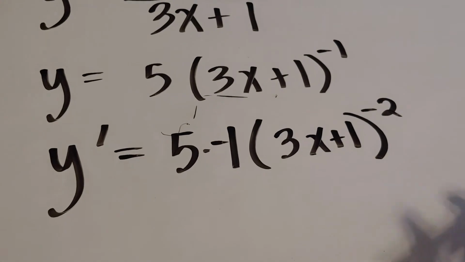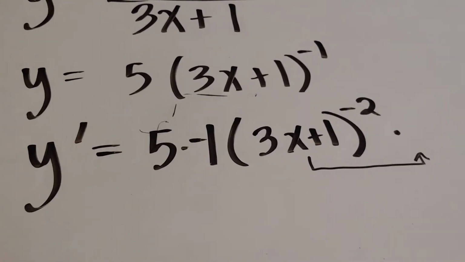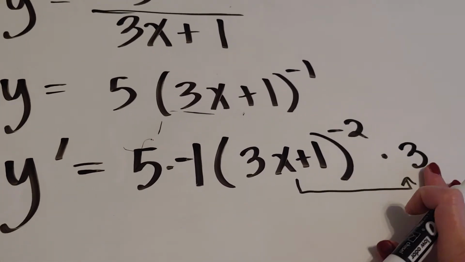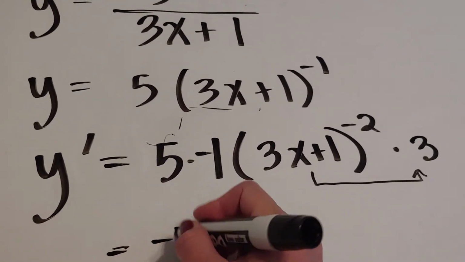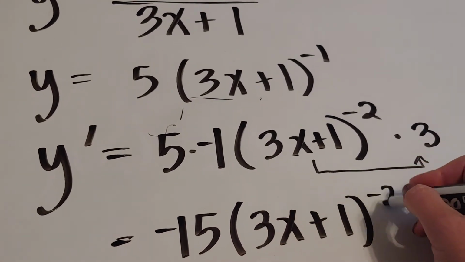Don't touch it. But the second part of chain rule is once I take the derivative of the outside, now I take the derivative of the inside. So the derivative of the inside will be 3. All right, again, I'm going to join forces with this 3, the 5, and the -1 to make a -15. 3x plus 1 to the -2.